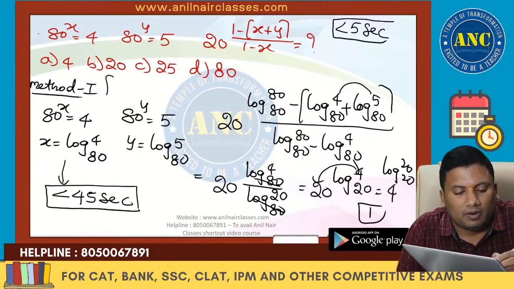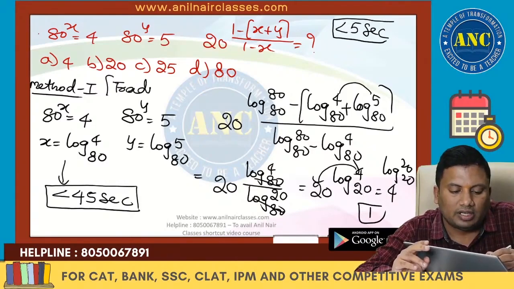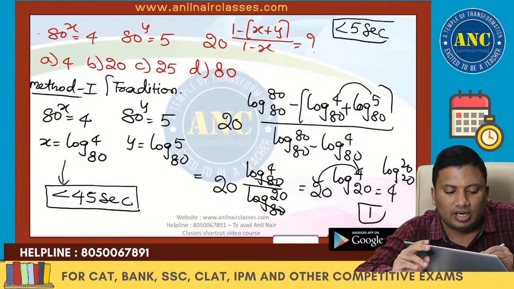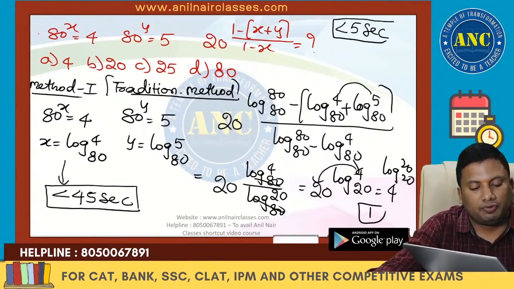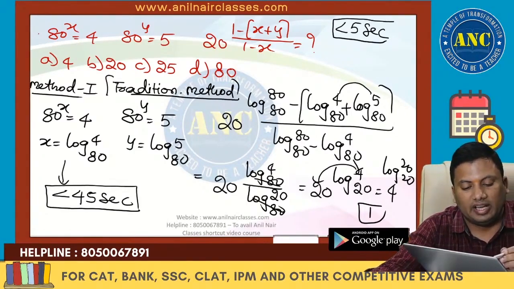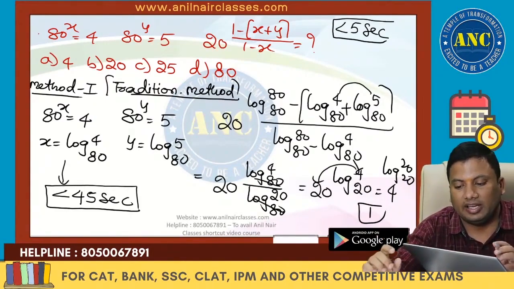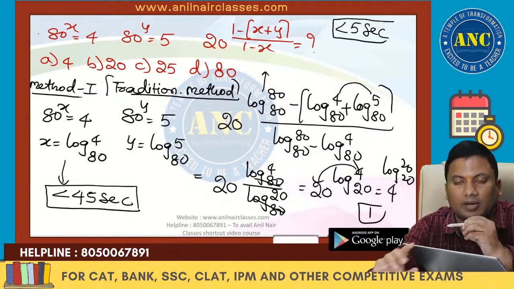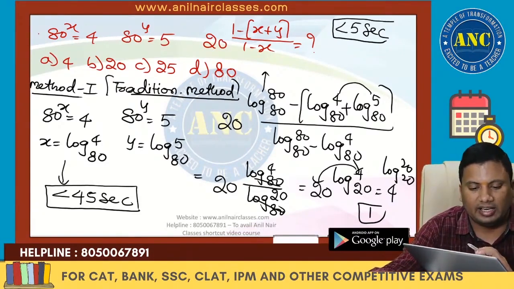Method number 1 is the traditional method, where I am using nothing but the logarithmic identities. 80 power x is 4, so x is log 4 base 80. 80 power y is 5, so y is log 5 base 80. Wherever 1 is there, substitute log 80 base 80 and then use the identities.